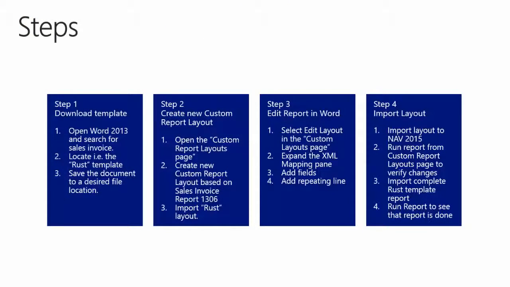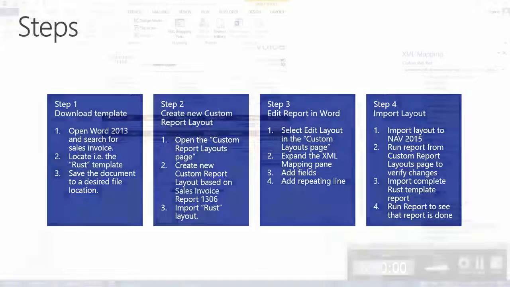Step number 4, import layout. So we have modified our report in Word, so it's time to import it back into NAV and see how it changes. When we have verified this, we will import a completed invoice report based on the Rust template to see that this is also a possibility.